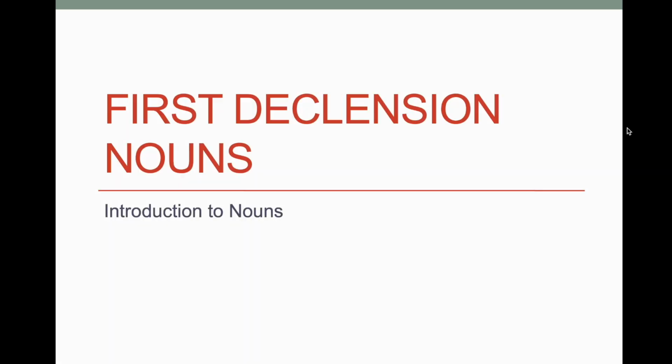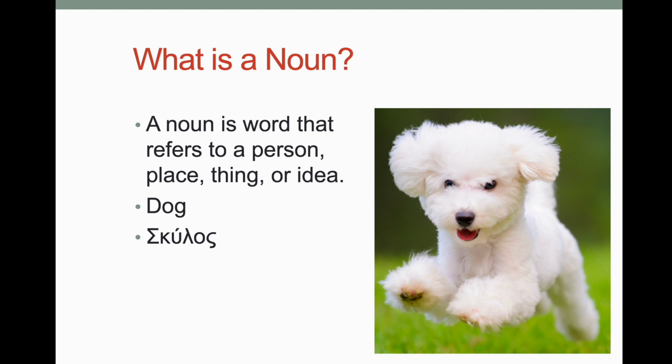This lecture is on first declension nouns. It also includes a basic introduction to Greek nouns. First of all, the question we must ask is, what is a noun? A noun is a word that refers to a person, place, thing, or idea. For instance, in the picture you see a dog, which in Greek is called a skoulos.